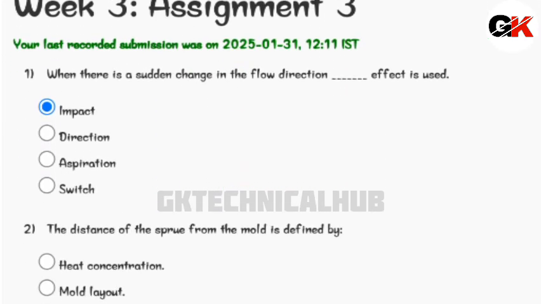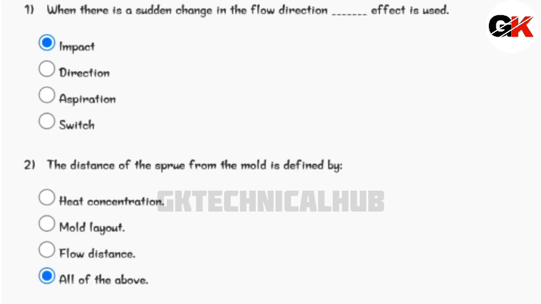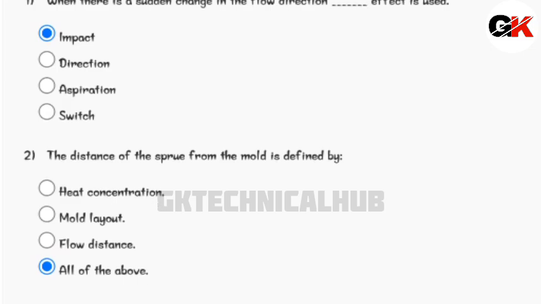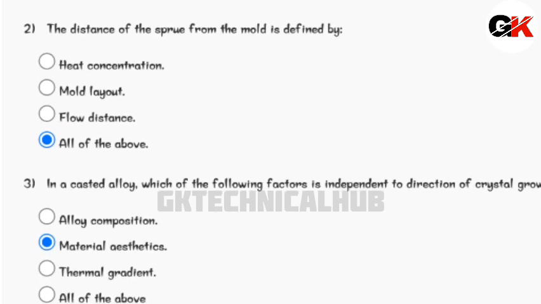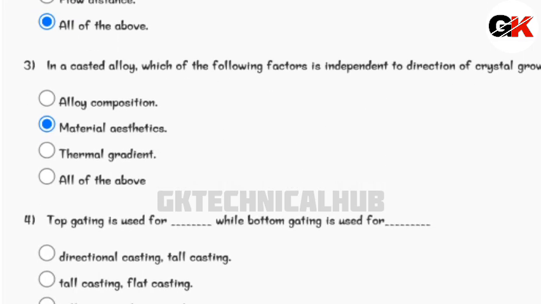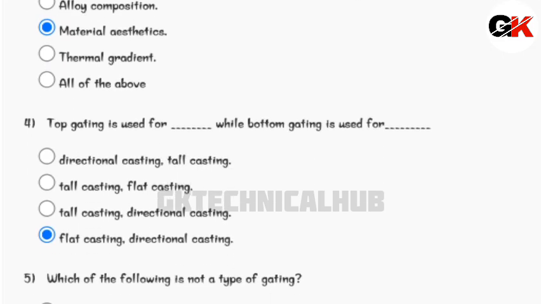When there is a sudden change in the flow direction, dash effect is used. The distance of the spew from the mold is defined by. In a coated alloy, which of the following factors is independent to direction of crystal growth? Top gating is used for dash, while bottom gating is used for dash.